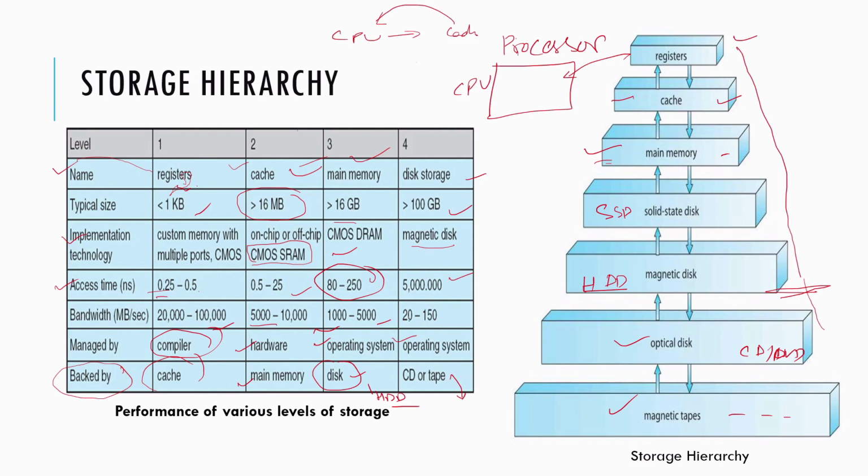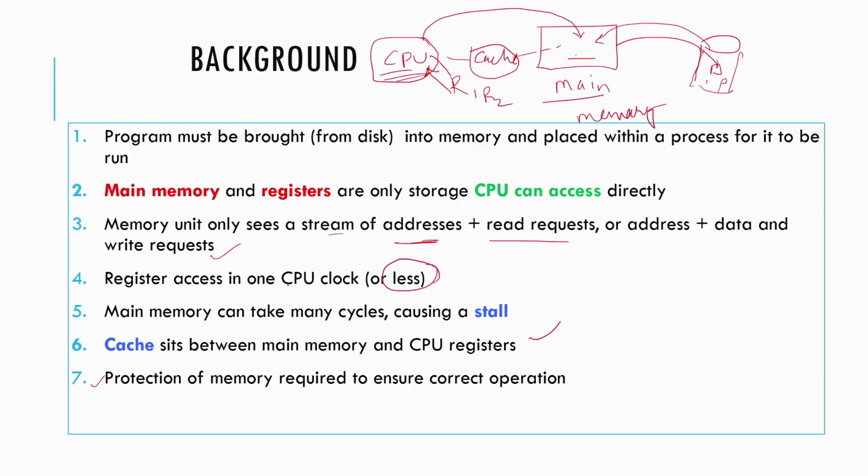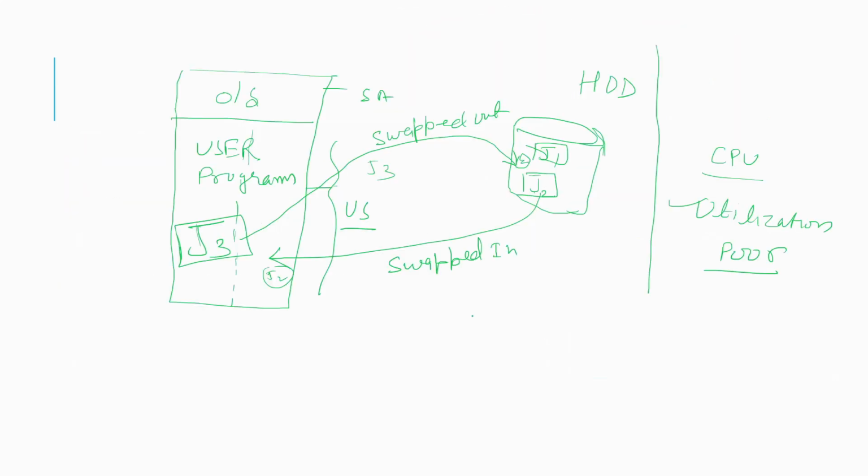If we see the disk storage space here, the access time is very high compared to the others. So the CPU performance will degrade. So what is another solution? The other solution lies here. One more technique that we can apply here.